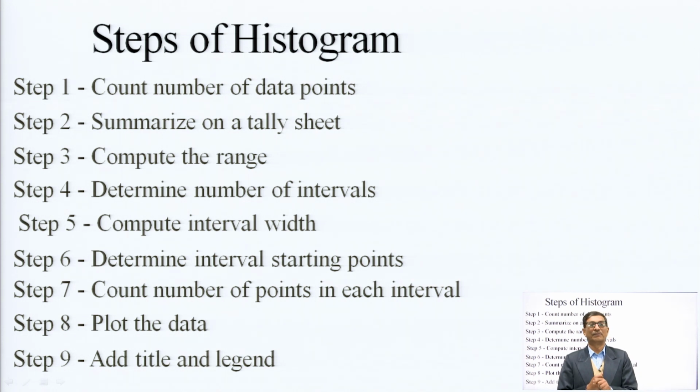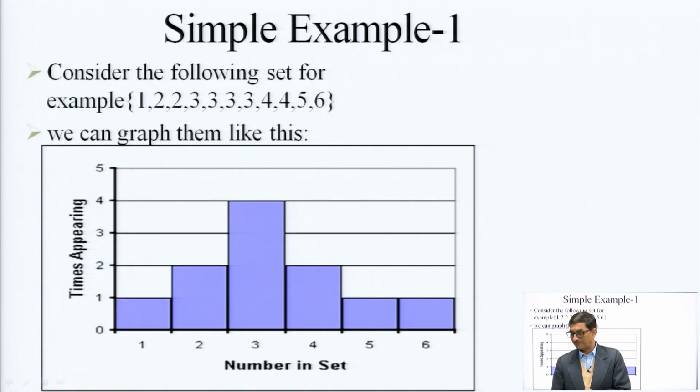of interval is 5. And then we determine the interval starting points. For example, in some cases we start from 0 and in some cases we start from 20, it depends upon the data. And then we count the number of points in each interval and plot the data and add the legend and a title.